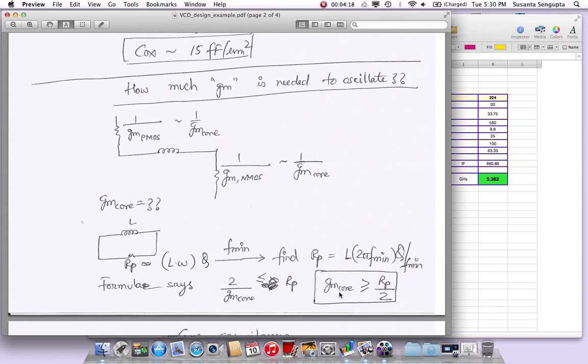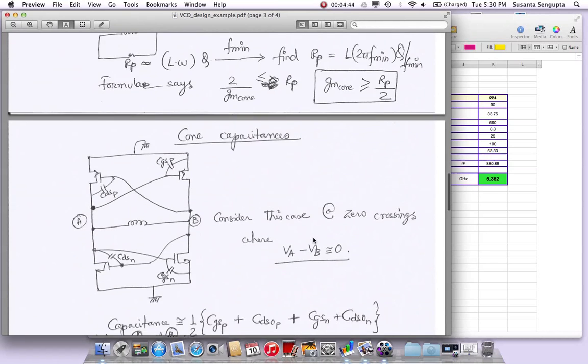But this gives you an idea: if I know the value of RP, which I can calculate this way, what should be the GM that I need? I will go through that when we go to the Excel file. So this answers the question, how much GM is needed to oscillate. If you don't have enough GM, it is not going to start oscillating. It will just sit there.